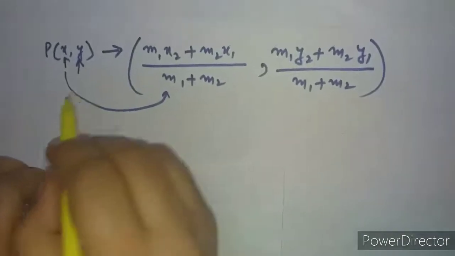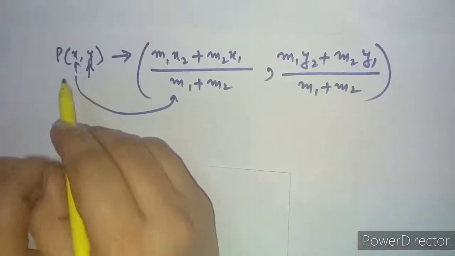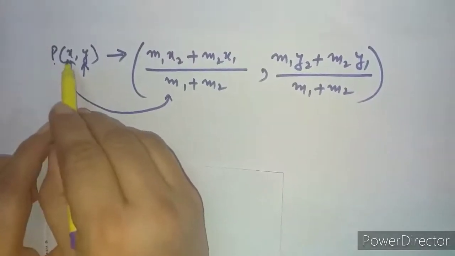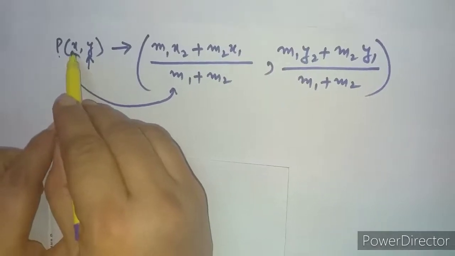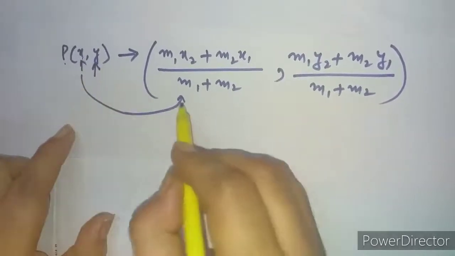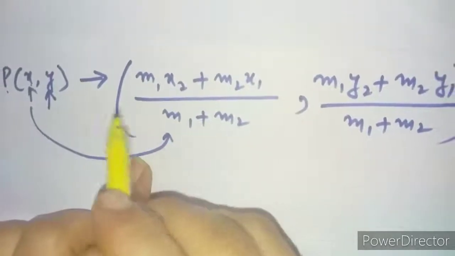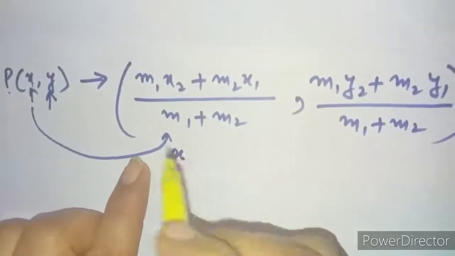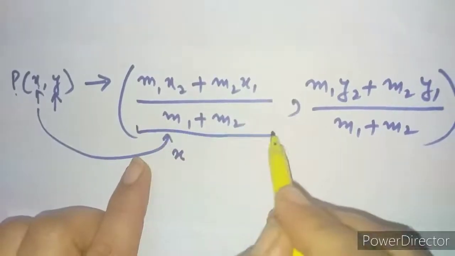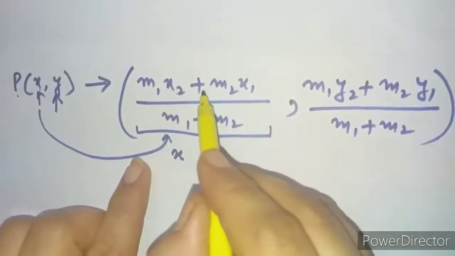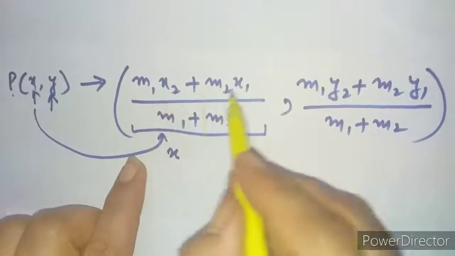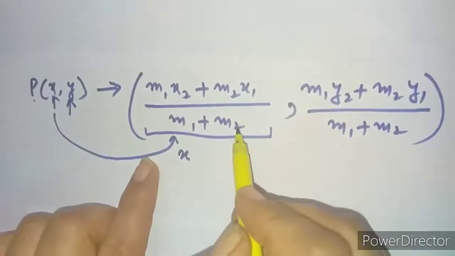Now section formula gives us the coordinates of point P. We have supposed first coordinate to be x, second to be y. So here with the help of section formula, here is the value of x first of all. This is the value of x only. Value of x is m1 x2 plus m2 x1, this is the numerator, divided by m1 plus m2.